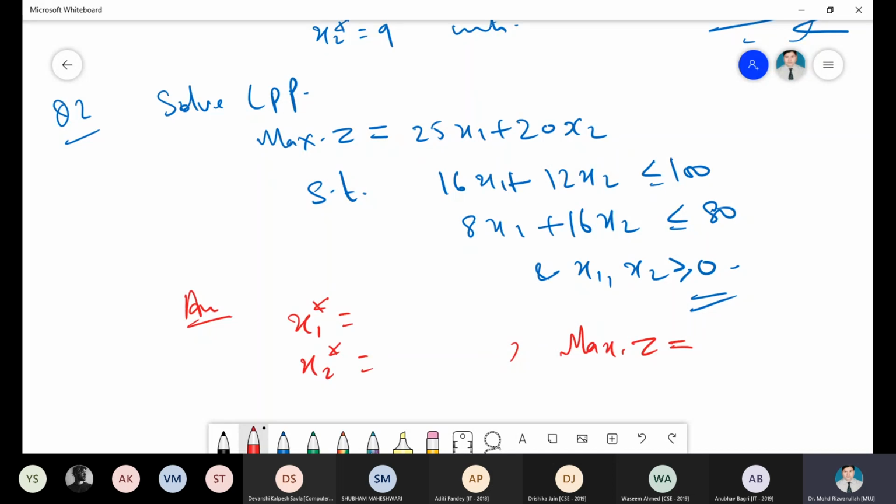How much? 160. 160, great. And 4 and 3 are x1, x2. So x1 is 4, x2 is 3, and maximum Z is 160. Correct? Yes, sir. Okay.